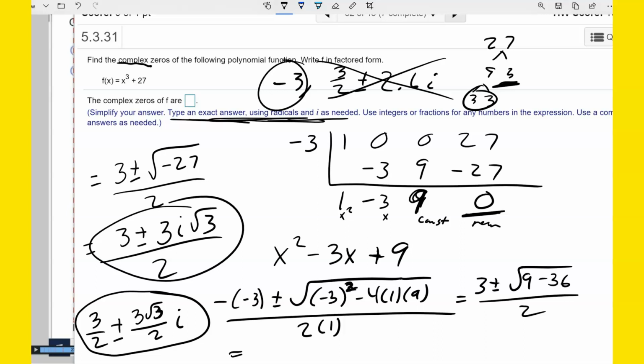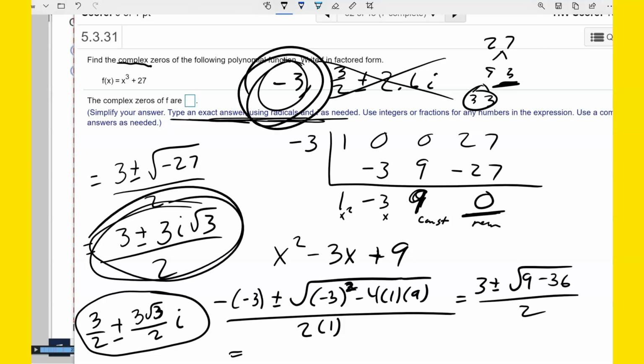Now let me show you another way to do it. Remember, my answers are -3 and then these 2 answers as well. All right, let me show you another way to do it.